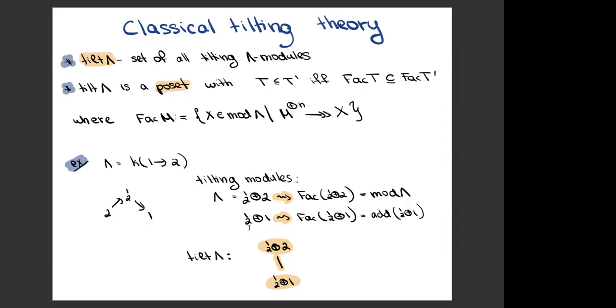And then in this case, the other tilting module was 1, 2 plus 1. You look at the FAC of that, and well, let's look at the AR quiver. The quotients of 1, 2 plus 1 is certainly 1, 2 plus 1. And there's no way you can get 2, the simple in 2, as a quotient of these. So the FAC is smaller, and so the tilting poset just has these 2 elements, with projectives at the top and the injectives at the bottom. All right.